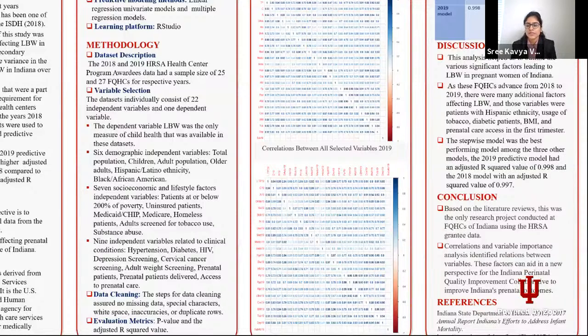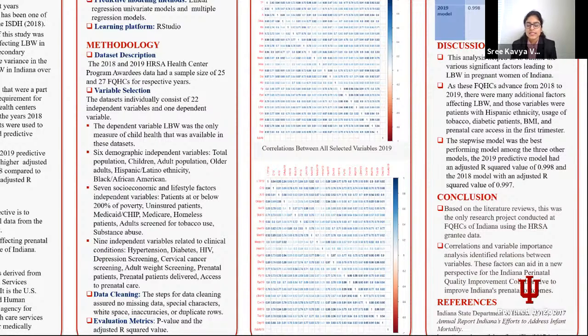Based on the literature review, to conclude, this was the only research project conducted at FQHCs of Indiana using the HRSA grantee data. Correlations and variable importance analysis identified relations between variables. These factors can aid in a new perspective for the Indiana Perinatal Quality Improvement Collaborative to improve Indiana prenatal outcomes. Informaticians can use this to develop predictive models and investigate the unknown relations between the variables. This research conducted on the state of Indiana acts as a standardized foundation for further research, and it can be used to carry out further analysis on a national basis.